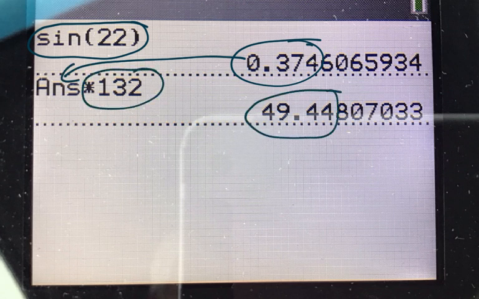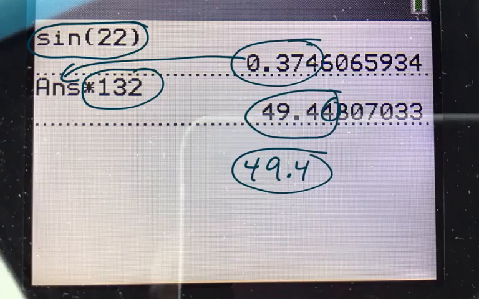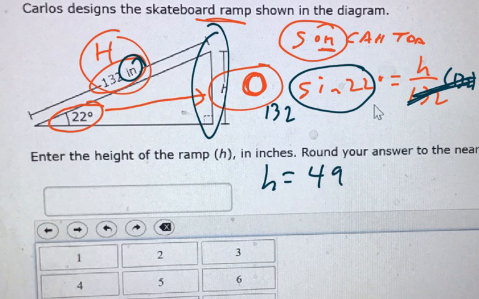This tells me it's 49.4, rounded off, because the 4 means I round down or don't round up, right? So there's our answer. It's in inches, notice. So the height of our ramp was, again, 49.4 inches high.